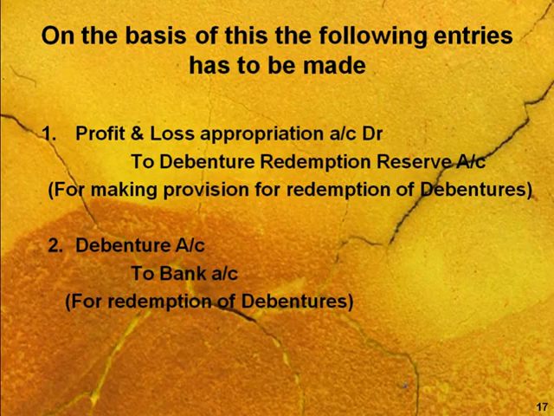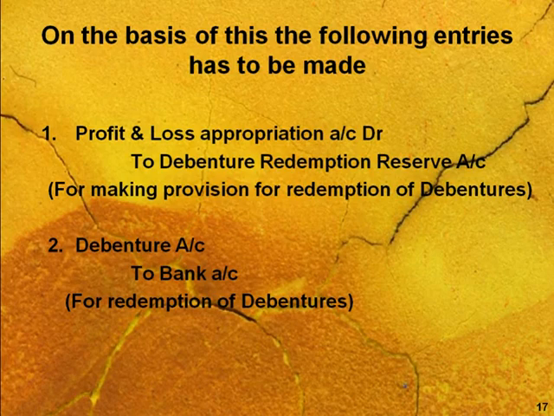And secondly, company will pay the funds in cash to the old debentures. For this, entry will be debenture account debit to bank account. Means company is entitled to use their profits. First, company will transfer to a specific reserve, and then that reserve will be used for repayment to the old debentures.